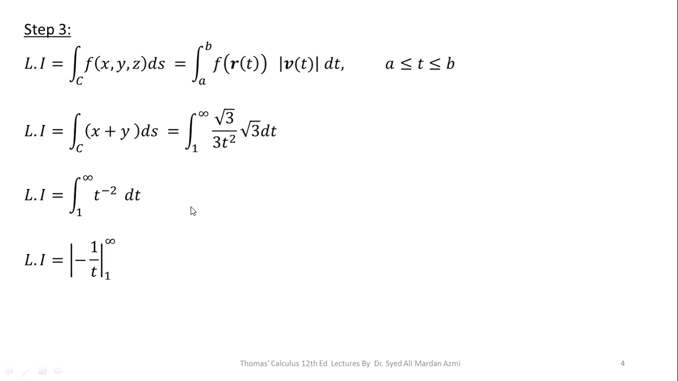In the next step, applying the limits with the help of the fundamental theorem of calculus, upper limit minus lower limit. When we apply the upper limit, 1 over infinity is 0, and 1 over 1 is 1. So our answer is 1 after simplification. And this completes step number 3 and our required question.